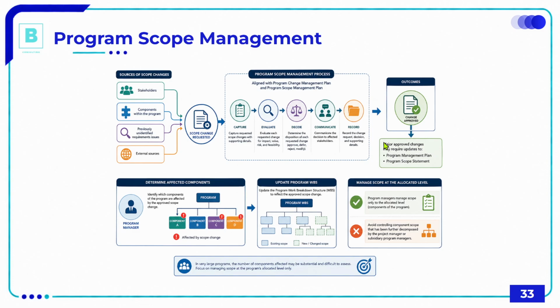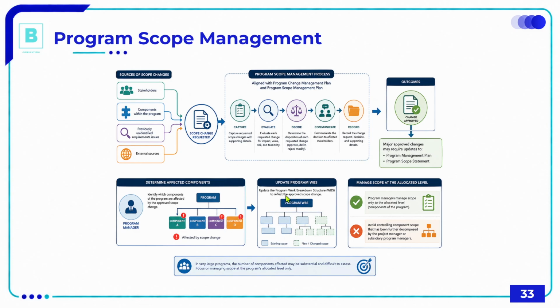All right. So whenever there is a change, whenever there is an impact on scope, we need to determine the affected components which were affected by the approved scope change. Maybe we can remove some components. Maybe we can add some new components. Update the program WBS, the program work breakdown structure, to reflect the approved scope change.